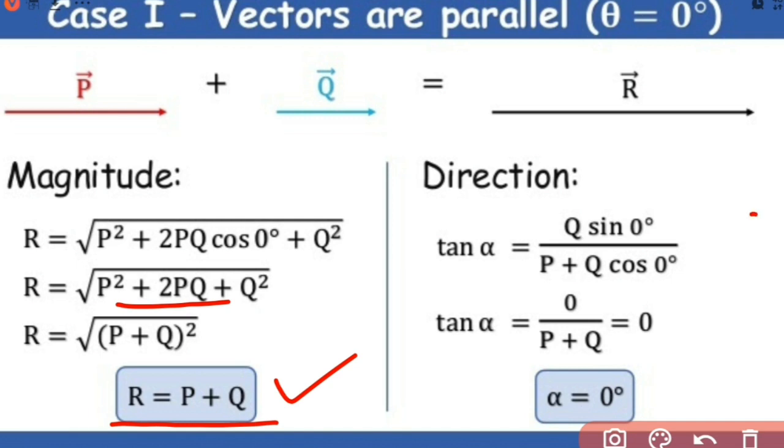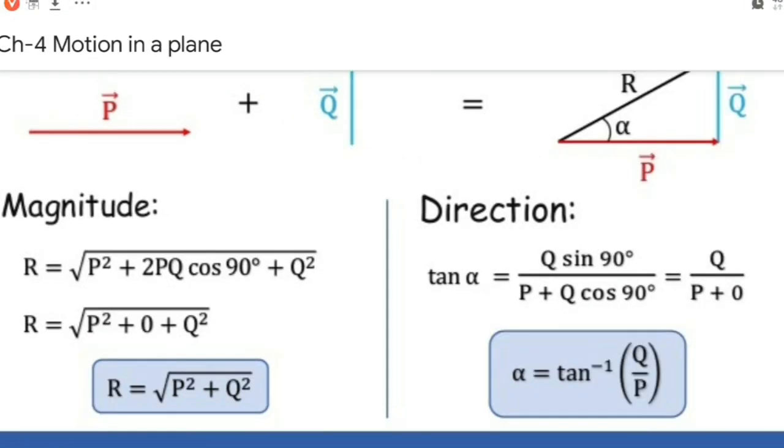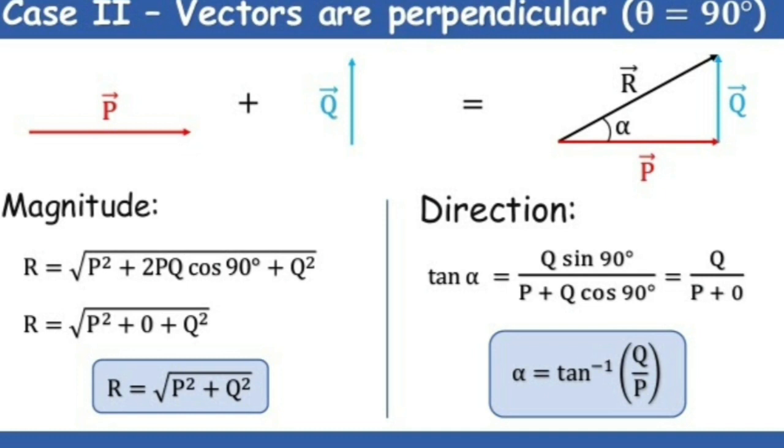Now case 2. Case 2 is when the vectors are perpendicular to each other. That means when theta equal to 90 degree. You can see from the picture, that is vector P you have in x direction and vector Q you have perpendicular to it, that is in y direction.